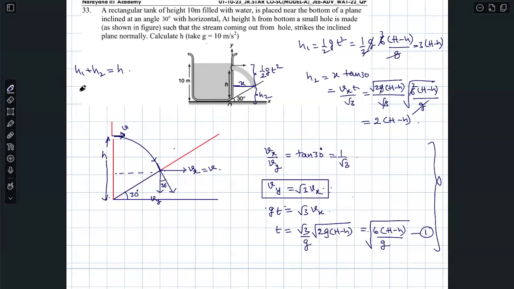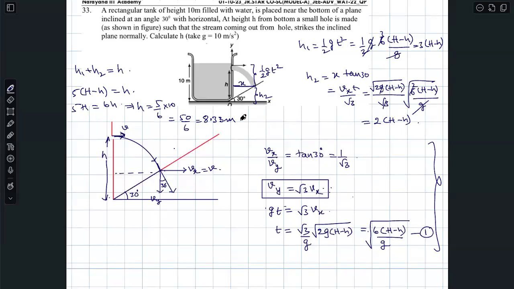H1 plus H2: 3 times capital H minus small h, plus 2 times capital H minus small h, 5 times capital H minus small h is H. 5h is 6 small h. Therefore h is 5 by 6 times 10, 50 by 6. 6 eights 48, 20, 6 threes 18, 8.33 meters.